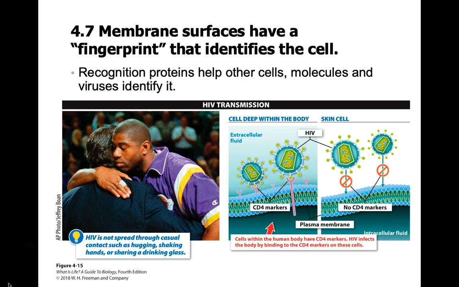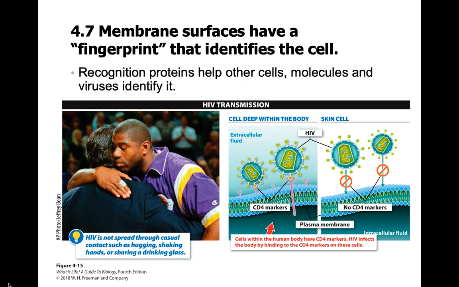So every cell in your body has sort of a fingerprint that helps identify the cell. This is important so that your immune system can differentiate between your cells and something that's invading, a virus, a bacterial infection, because your immune system doesn't want to attack your own cells. So a fantastic example of this is the HIV virus and these special markers called CD4 markers.